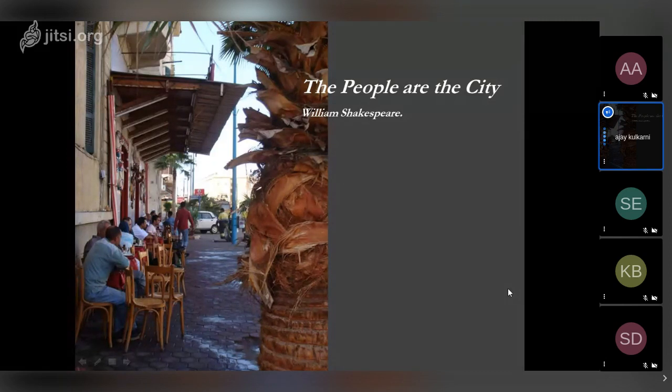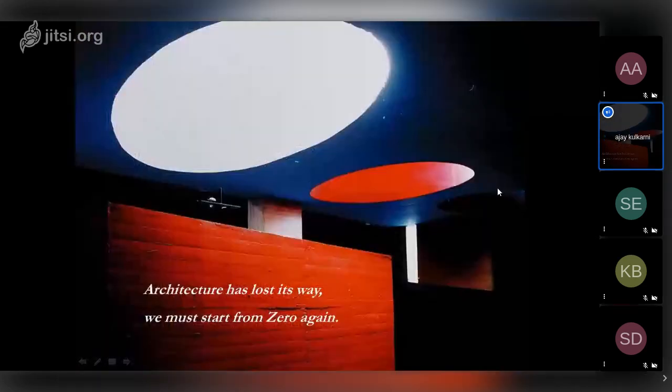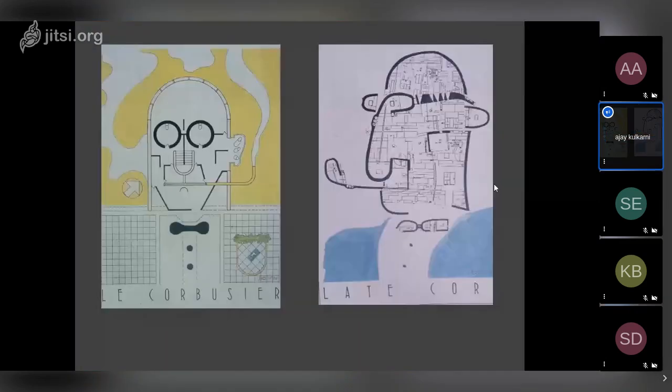So people are cities. Cities are people. That's extremely important. And I think that's the reason Master has told us long back: Architecture has lost its way. We must start from zero again. So let's do it. Let's start from zero again. Okay? So he did it.